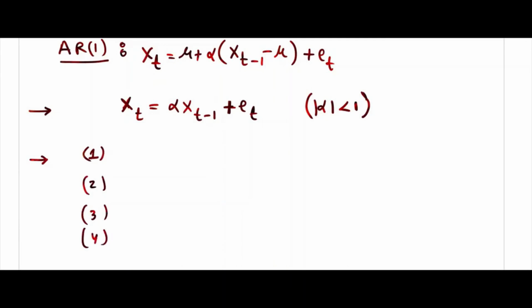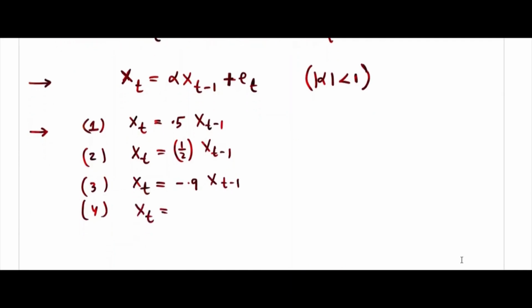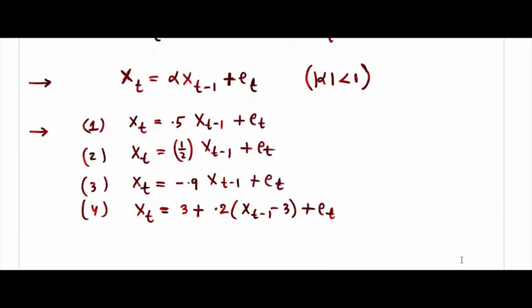I started with one today. I'll go to that, though it's not here, I deleted it. So xt is equal to, suppose I write 0.5 here. If I write xt is equal to 1 by 2 xt minus 1, or xt is equal to 0.9 xt minus 1, or minus 0.9 xt minus 1, and xt is equal to 3 plus 0.2 xt minus 1 minus 3 plus Et. This is the general form, plus Et, and I'll ask you to check for stationarity.